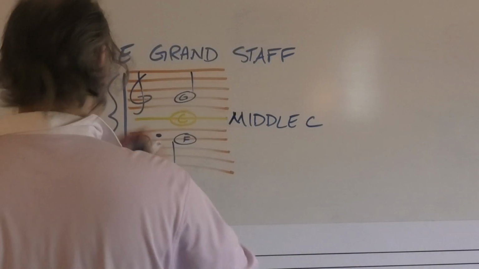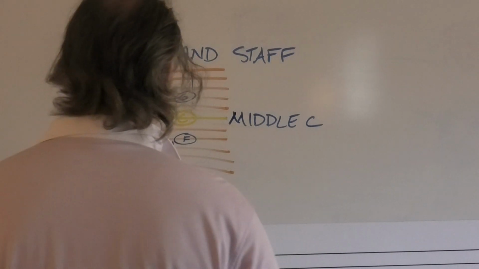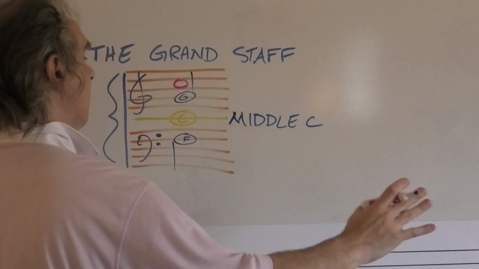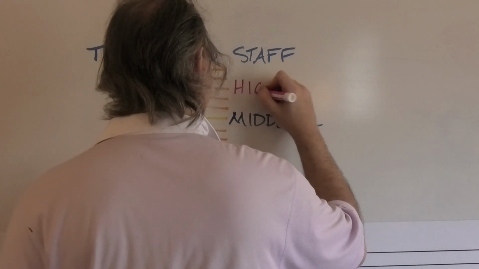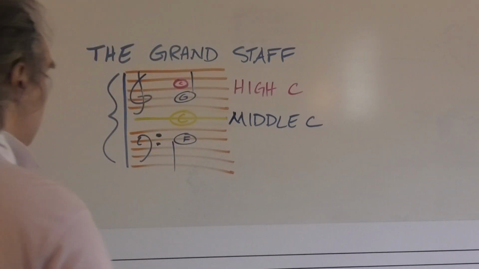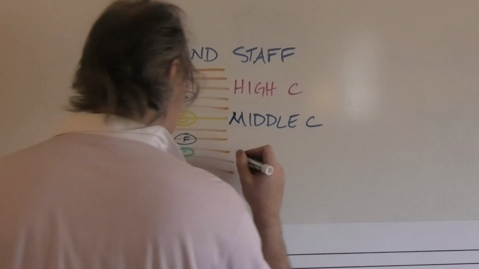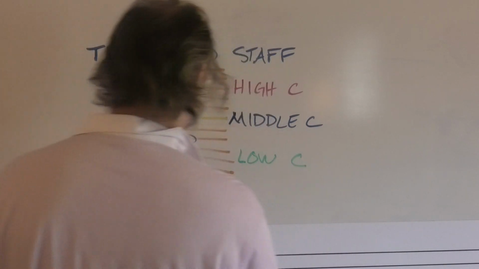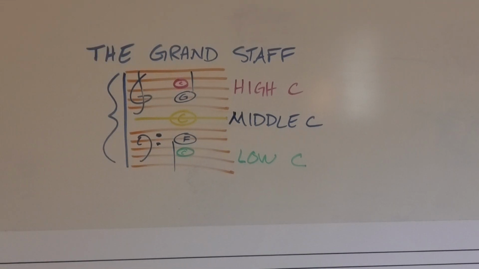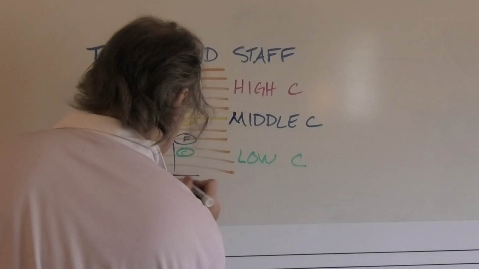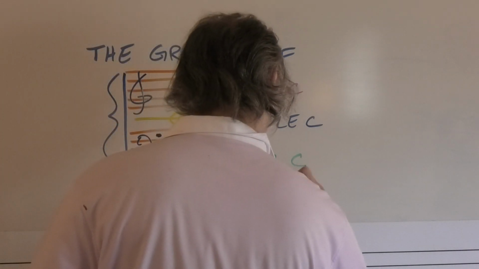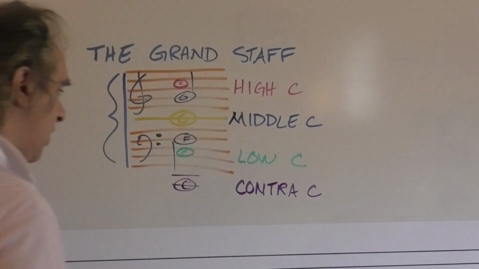The C above middle C is called high C. Now, there are C's that are much higher than high C, but we call this high C. The C below middle C is called low C. And then if we draw two lines below the bass staff, we also get C. That's called Contra C. Kind of need to know these because we refer to them quite a bit.